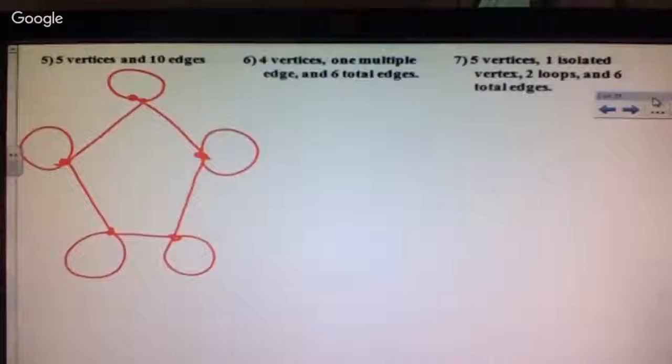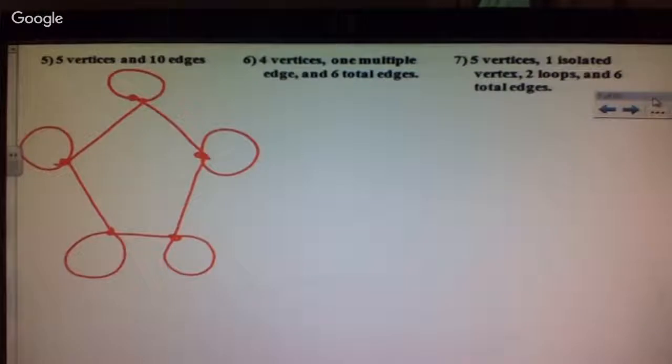Okay, number 6. I only need 4 vertices this time. Now it's getting a little bit trickier. I need 1 multiple edge, which means I need to take 2 dots and connect it with 2 lines or more. So pick any 2 dots you want and connect it with 2 lines to get yourself your multiple edge.